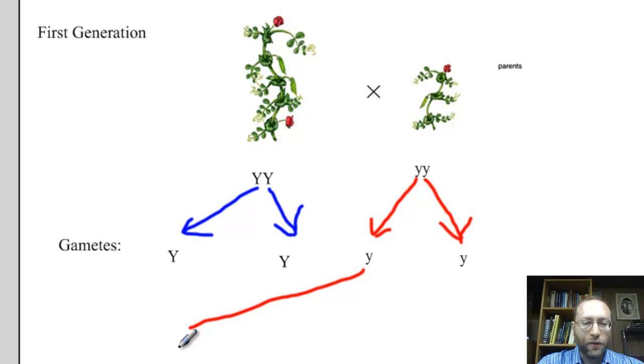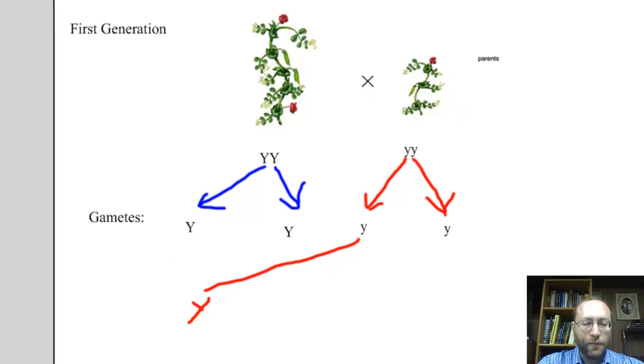So let's draw our little y, match up with the big Y here. And that gives us our big Y, little y. This one's heterozygous, so that gives us a tall plant. So 25% of these will be heterozygous tall.